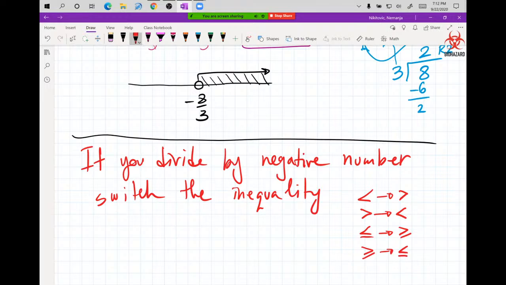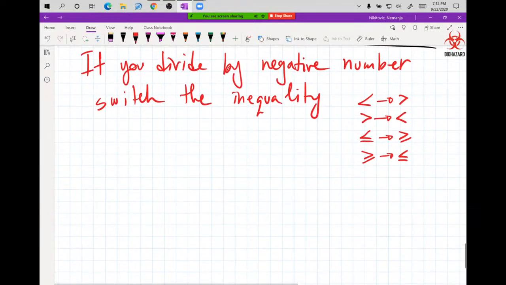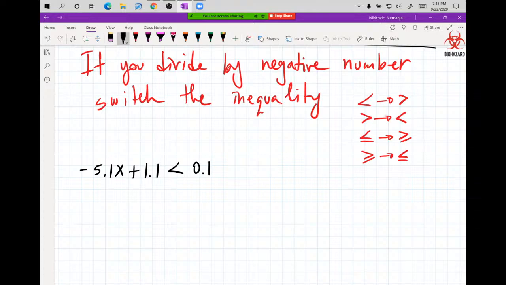Now, there are plenty of examples to practice this. We haven't had anything with decimals, right? So we can pull one of those here. And then this rule will also be there. So -5.1x plus 1.1 less than 0.1 minus 0.1x.